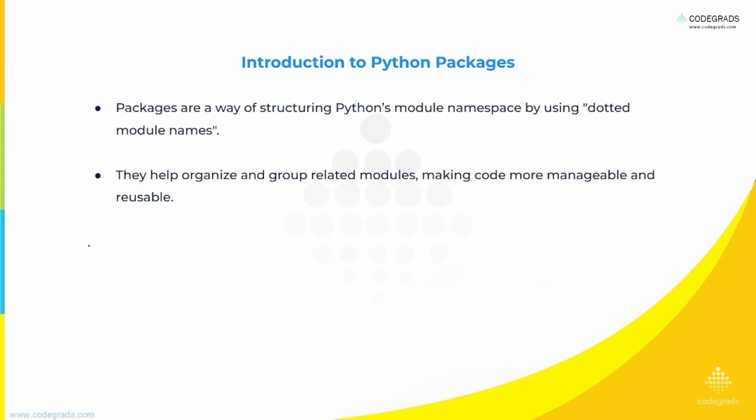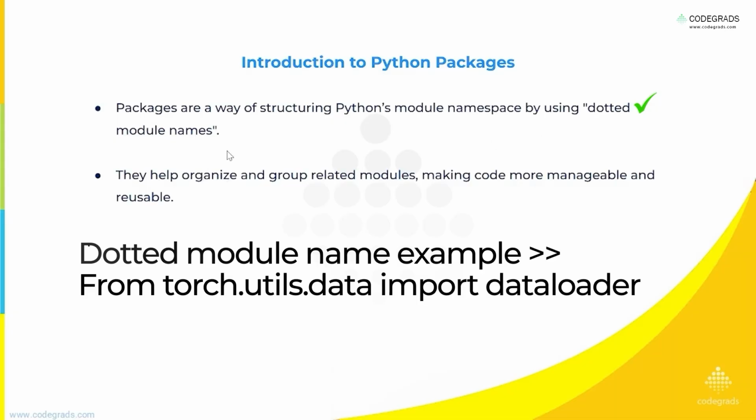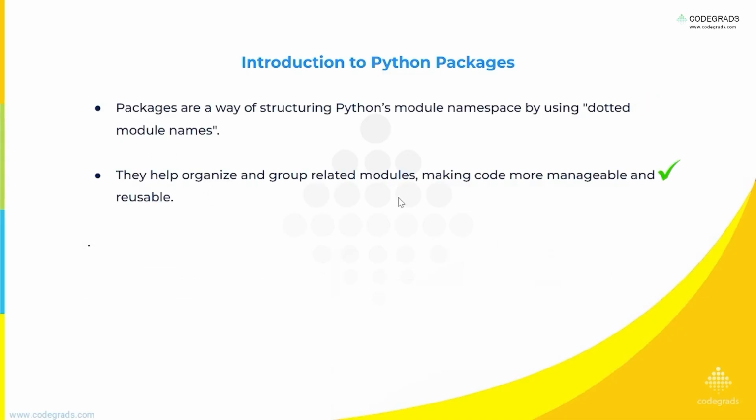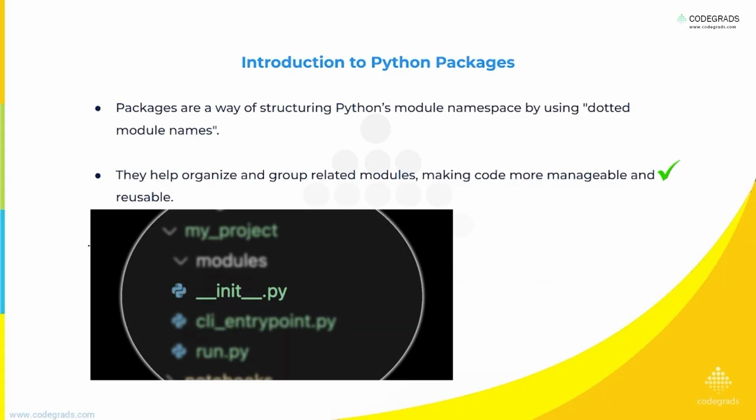Now, starting with the definition, packages are a way of structuring Python module namespace by using dotted module names. So we can also define it as organizing and reusing your code, which is made easy. They help organize and group related modules, making code more manageable and reusable. Now, a package is a way to organize related Python modules, that is, Python files, and we can just say that it is just a folder with a special file called __init__.py. So packages help keep code clean, organized, and reusable.